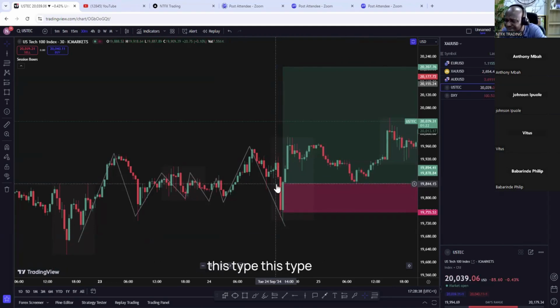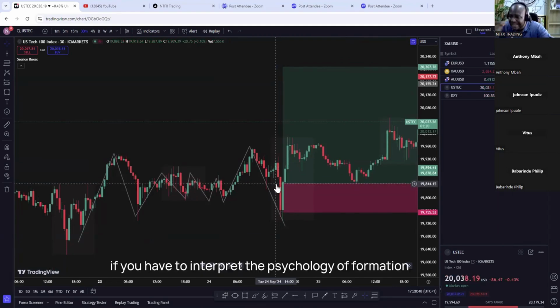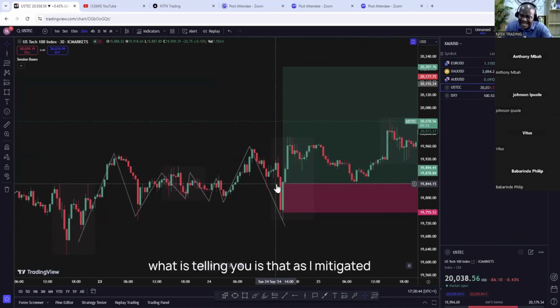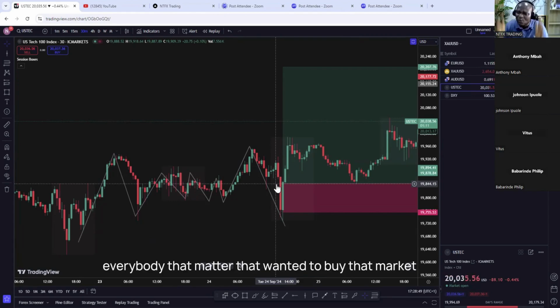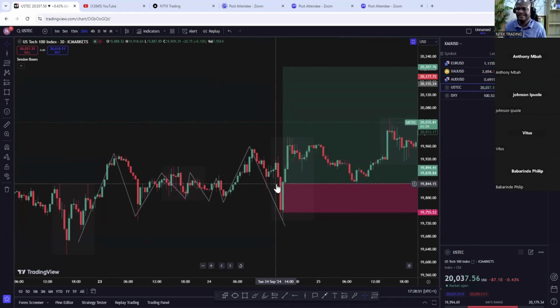This type, if you have to interpret the psychology of the formation, what it's telling you is that it mitigated fully. Everybody that matters, that wanted to buy that market, was on ground. So I mitigated fully, I tapped the liquidity fully, and I picked the injection fully. That is the interpretation. So in that case, nobody was left behind.